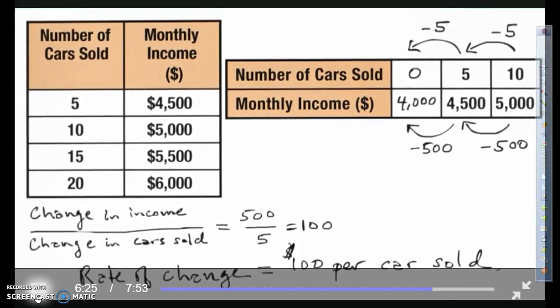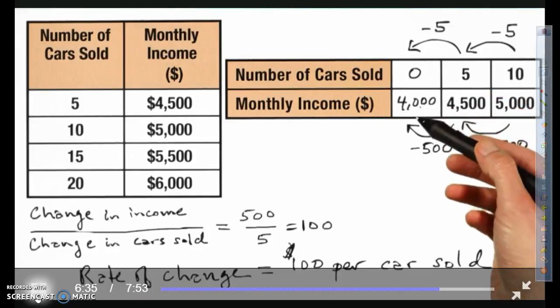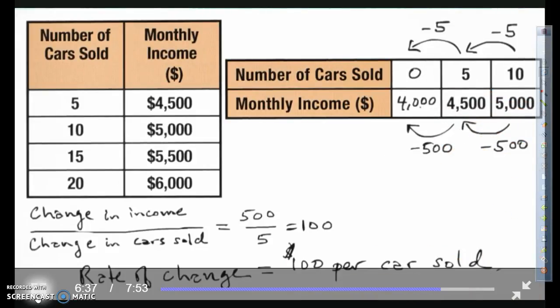And what does that mean? Well, the initial value is how much the monthly salary is for the salesperson. If he or she sells 0 cars, he or she will still make $4,000. And so that represents the monthly salary. Then on top of that, they get a commission of $100 per car sold.